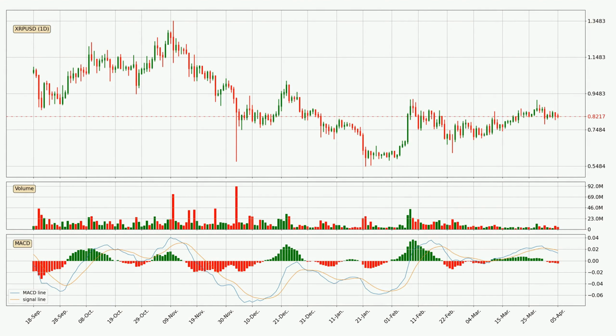Jumping to the daily MACD, the trend is currently going down because the MACD line is below the signal line. We can expect the price to continue going down or perhaps remain at least stable because the MACD histogram shows the momentum currently being strong.